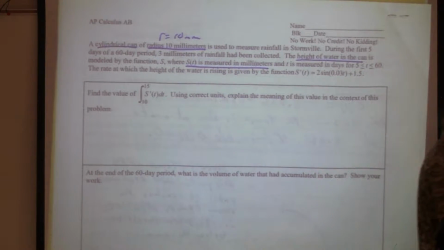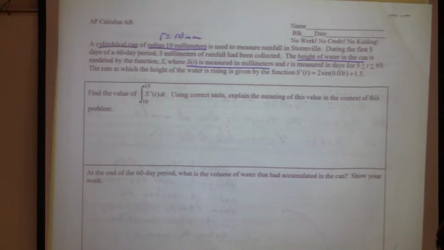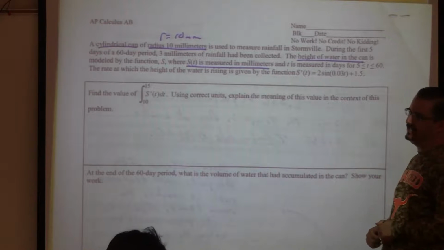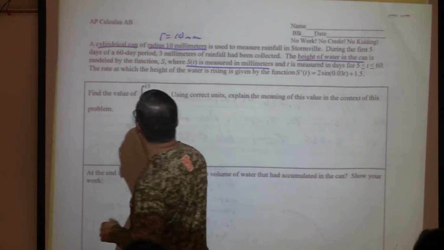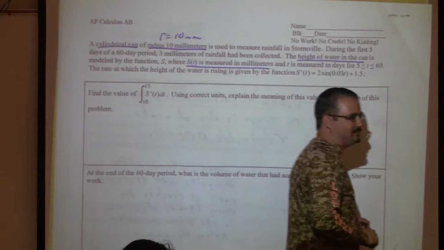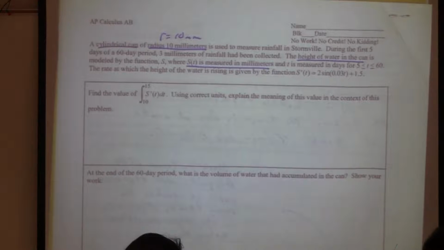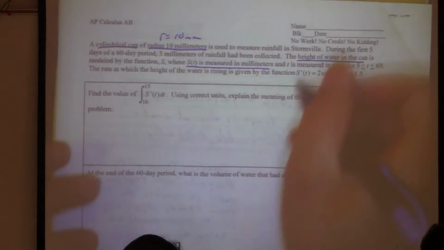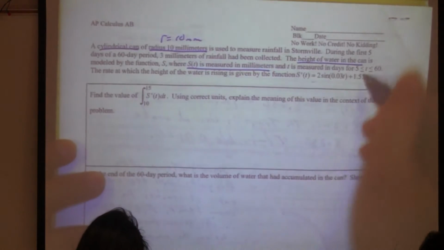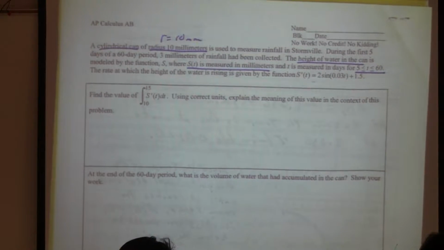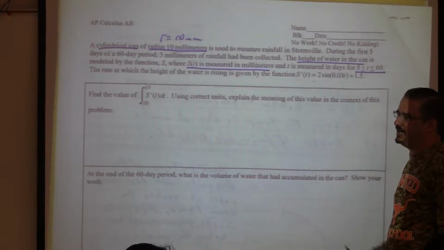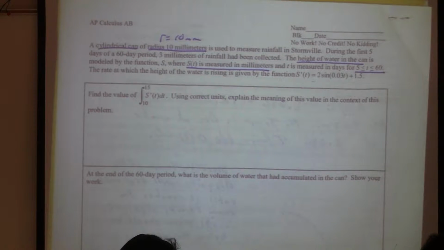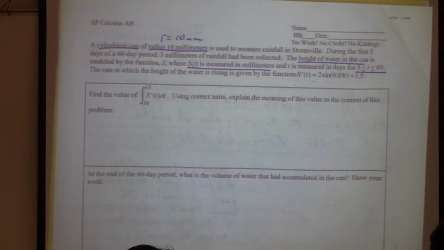Do we need it from 0 to 5? Or do we already know the height from 0 to 5? Yeah, we already know that the height over the 5 days was 3. So we already know that. Alright. Now it also says the rate at which the height of the water is rising is given by S prime. Okay, so they're not telling us S, they're telling us S prime, right? And S prime only works from 5 to 60. It's the rate at which that water is rising. So depending on how much water went into it, how much water got out of it, it's going to help us.